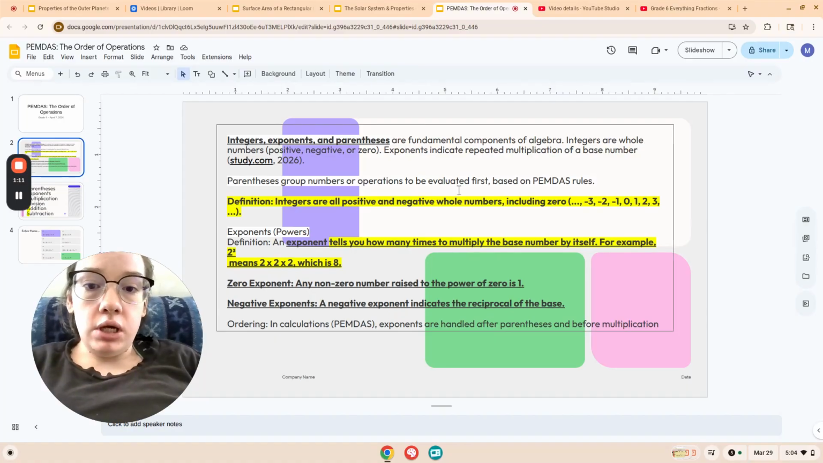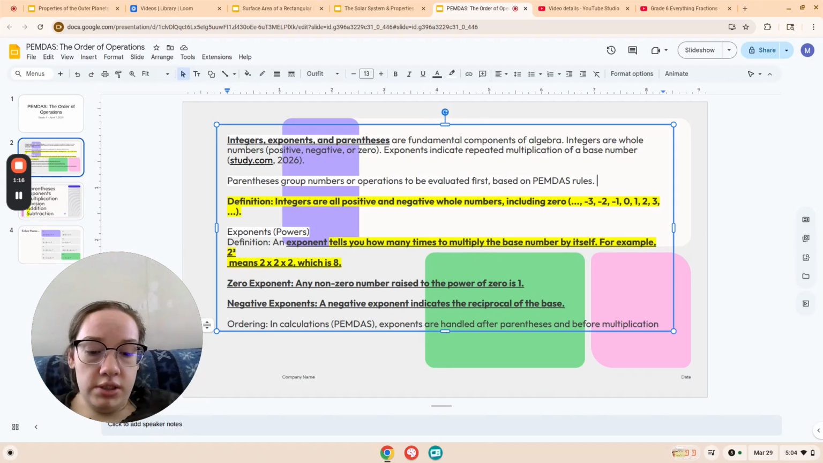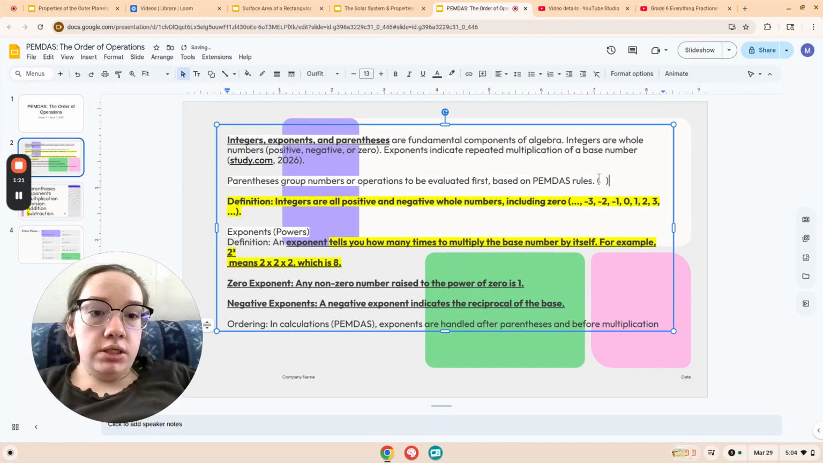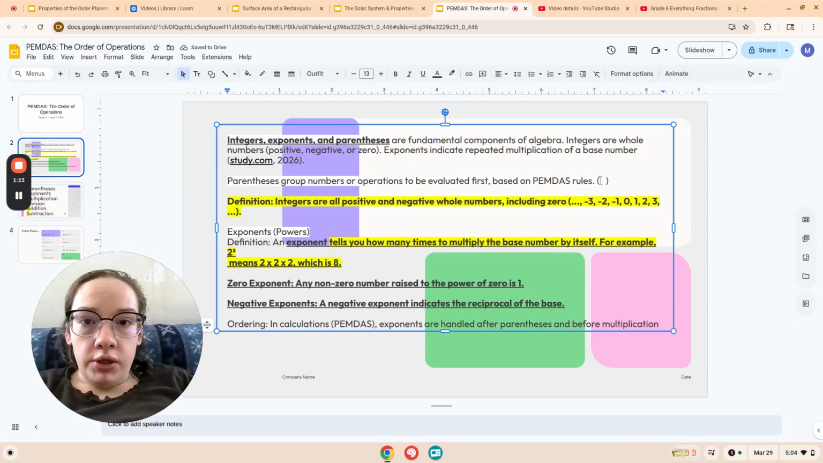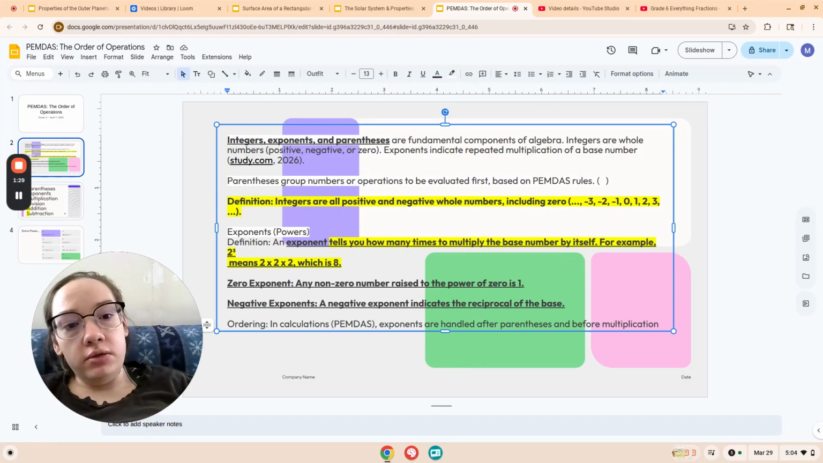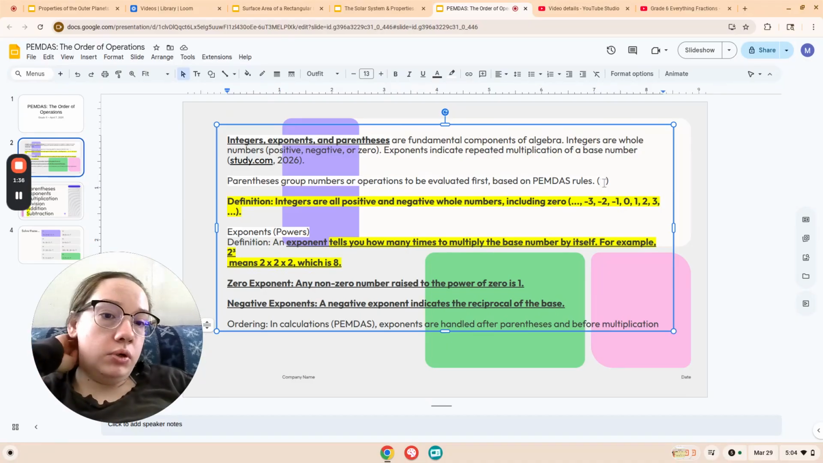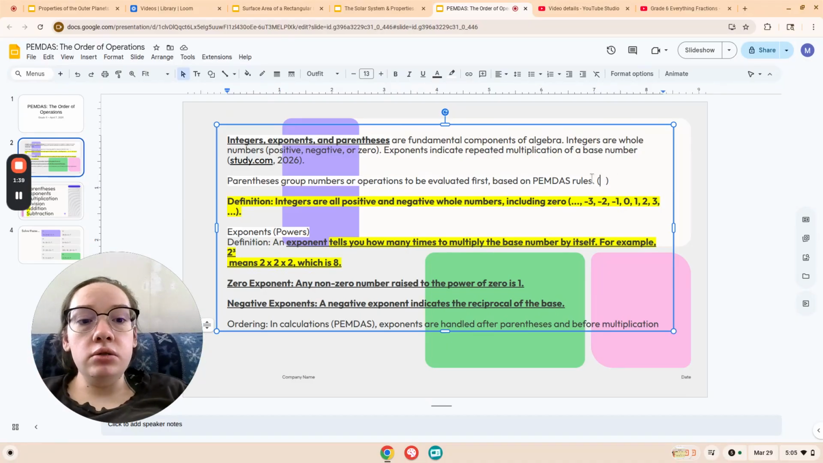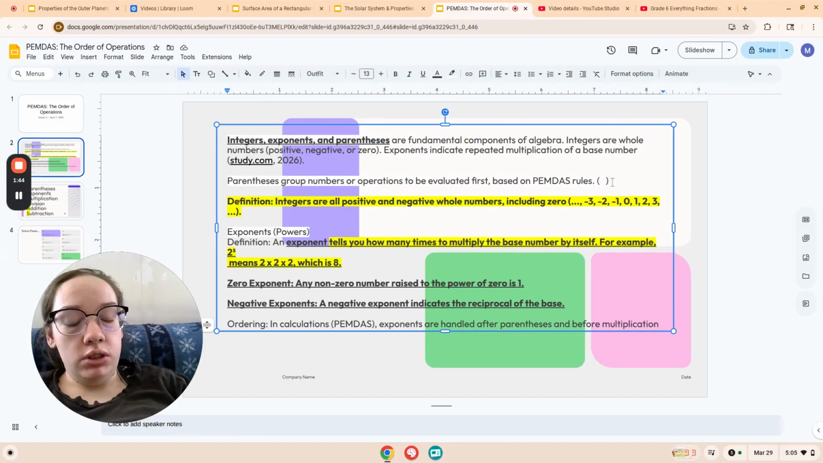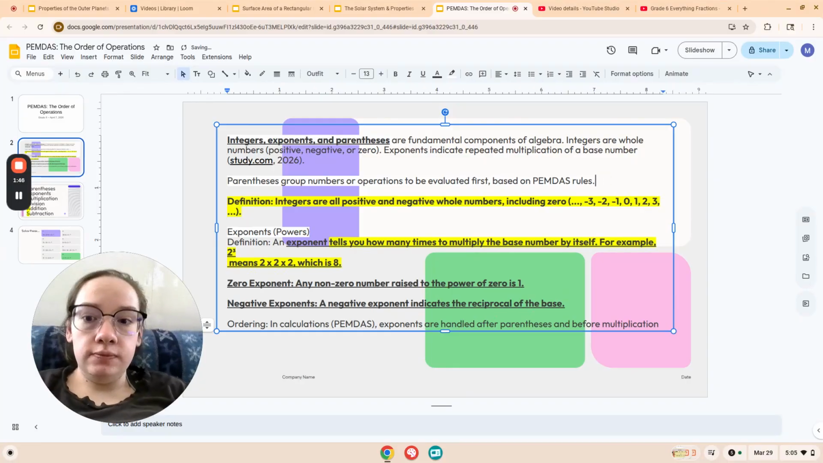Parentheses group numbers or operations to be evaluated first on PEMDAS rules. So parentheses are these things. You know these things on the keyboard? These are parentheses. The order here in math is ordering you to solve what is in between these two curved symbols on the keyboard. But when you write it with your pen, they're curved, right? These are the parentheses. They get the first order. You must solve what is in between these two little symbols.